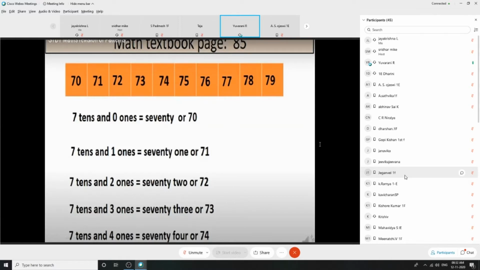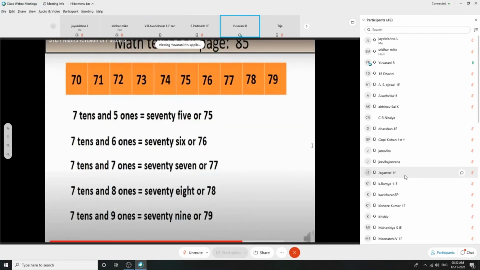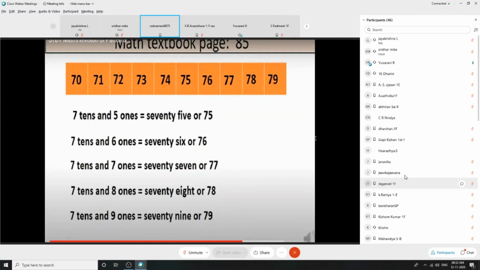Avanishwar, seven tens and four ones make what? 74. Wonderful. Super. Thank you so much. Kamakshi, seven tens and six ones make what? 76. Super, ma'am. Very good.